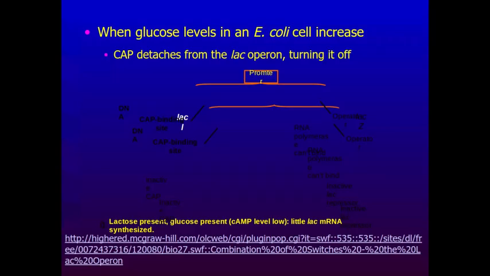However, if glucose levels are high and lactose levels are high, remember, if glucose levels are high, it doesn't want to make the lactase genes, because it already has plenty of food available in glucose. But because lactose is high, this repressor protein has fallen off because lactose is bound to it and changes shape. But this CAP protein is inactive.